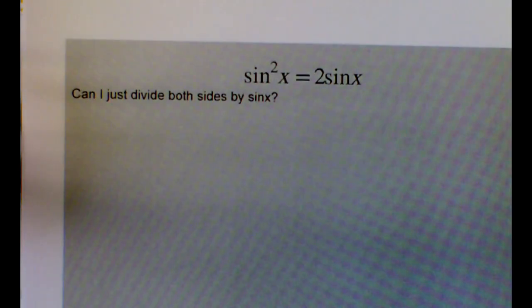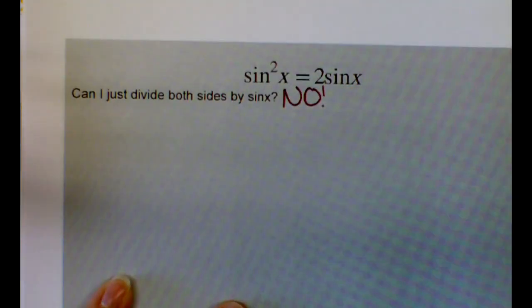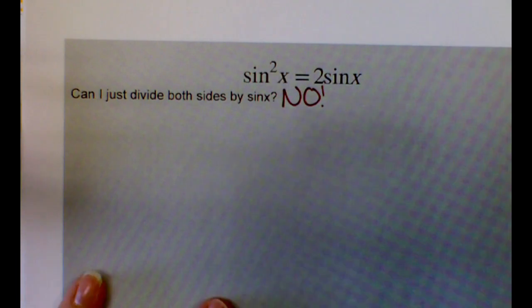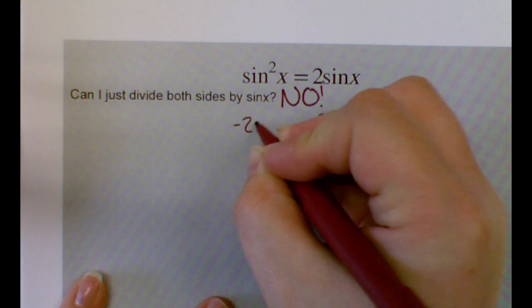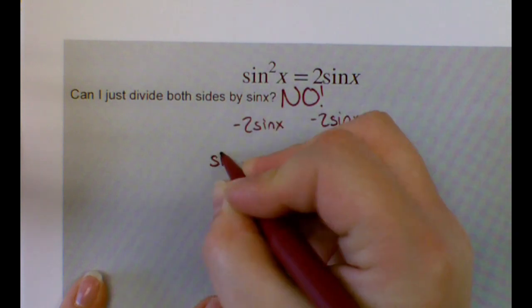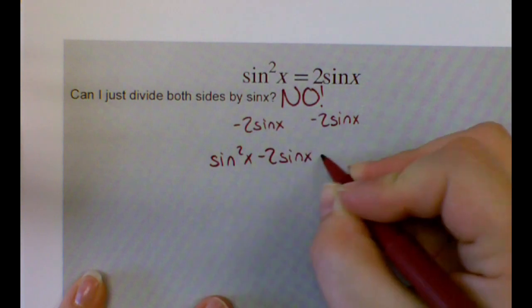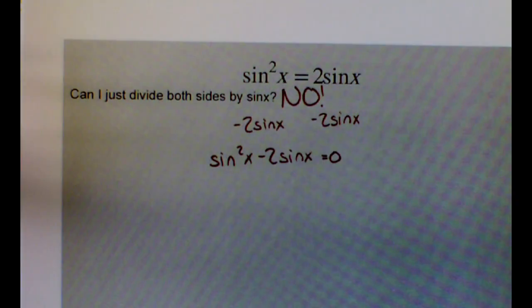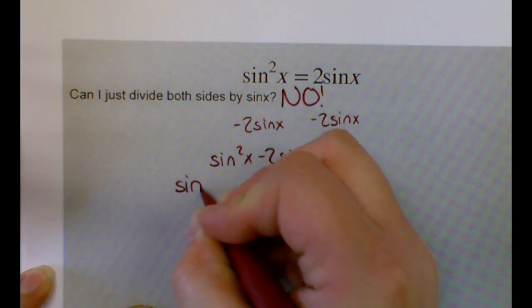Next problem. Can I just divide both sides by sine of x? No. You lose a solution if you do it that way. So we really want to subtract 2 sine of x, get it equal to 0. This is why we always say get it equal to 0. We take out the GCF. GCF is sine of x.